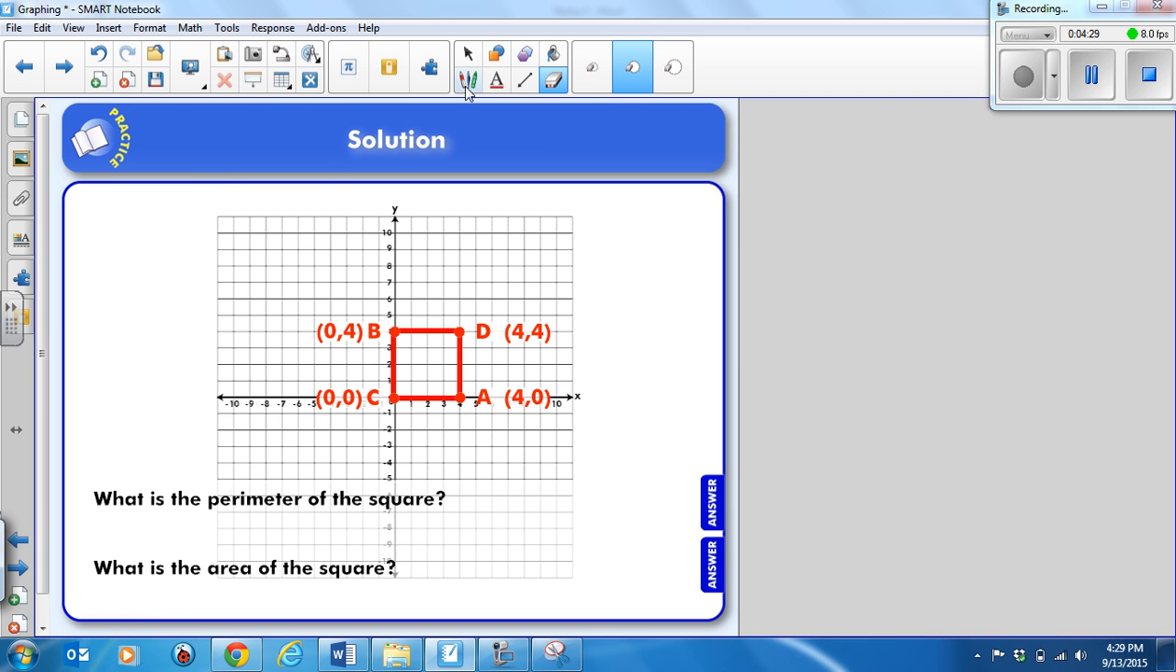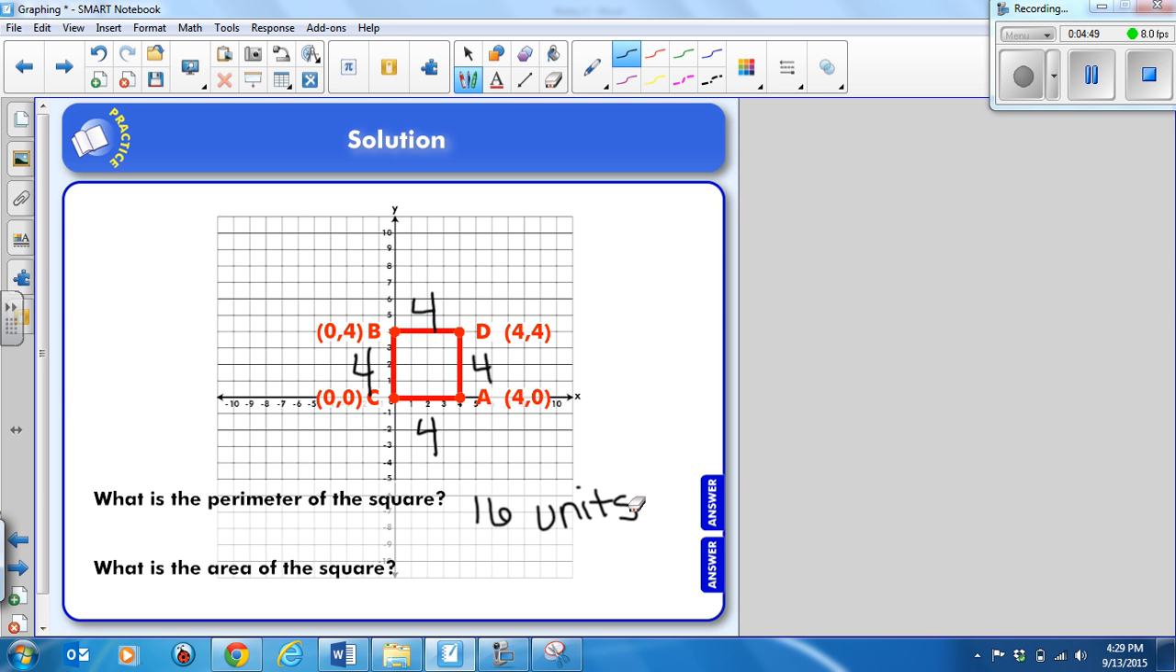So if we added this up, we have 4 units this way, 4 units this way, 4 units this way, and 4 units that way. So if we add them all up, we have 16 units as our perimeter.